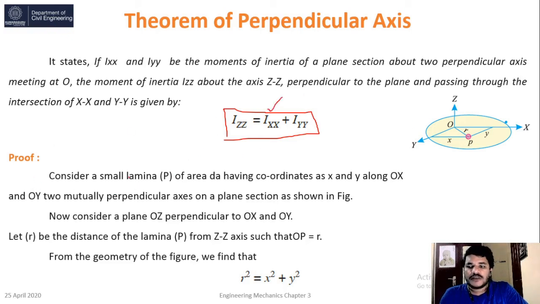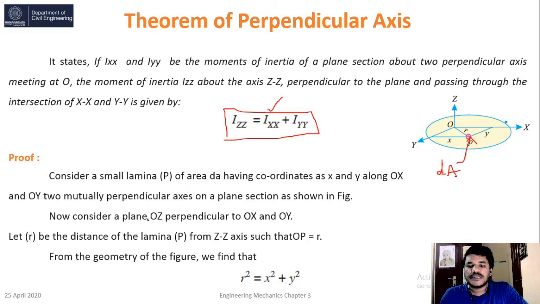For that I am going to consider this small lamina P of area dA, with coordinates x and y with respect to the xy coordinates. With respect to y it is x, with respect to x it is y, along OX and OY, two mutually perpendicular axes on a plane section as shown in the figure.